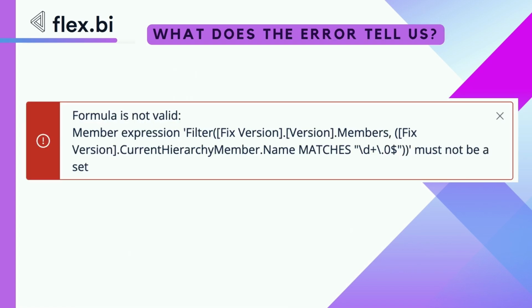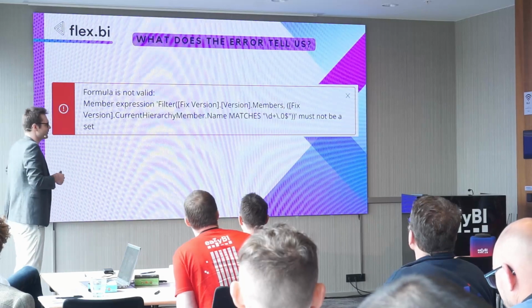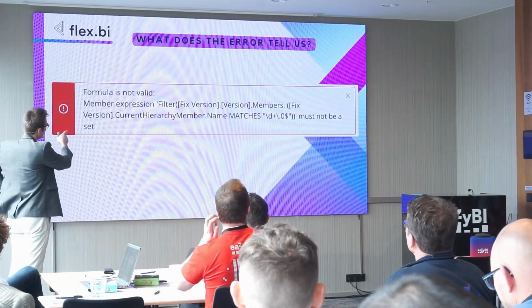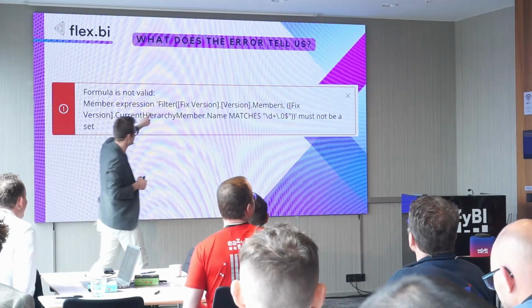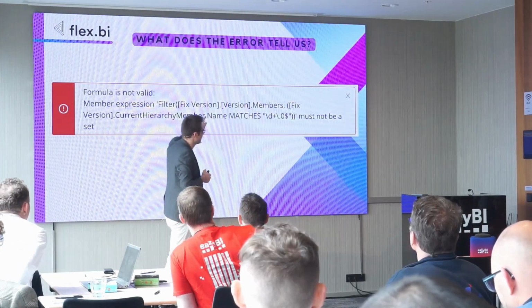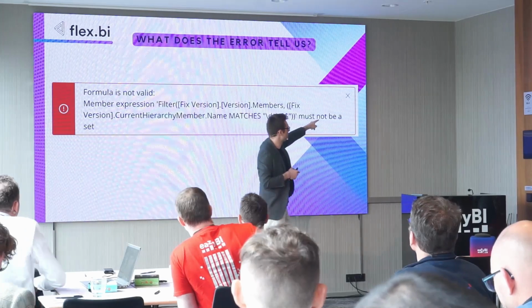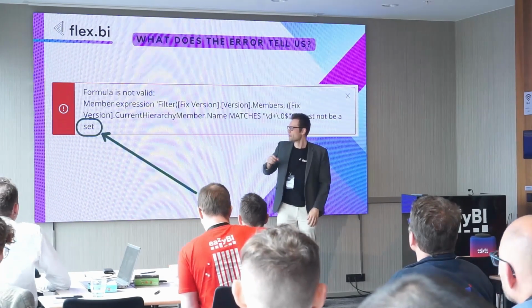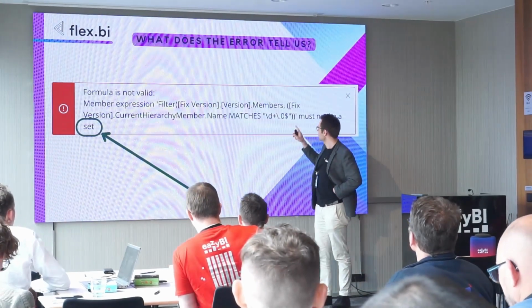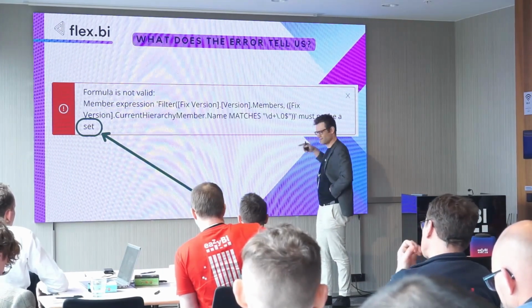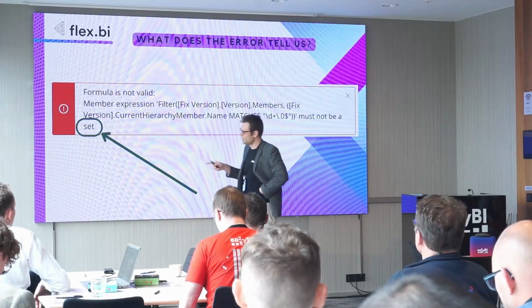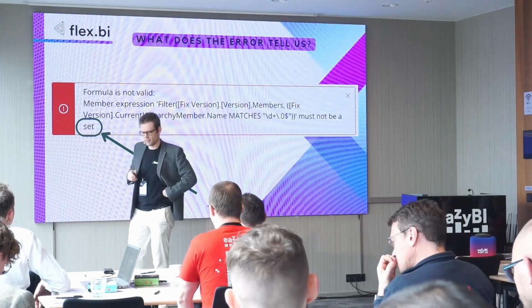But we have this pesky error that tells us that our formula is not valid. Very useful, right? And then it says the member expression, and this is the formula that we wrote. And at the end it says must not be a set, right? So in order to understand why it must not be a set, let's investigate what a set is.